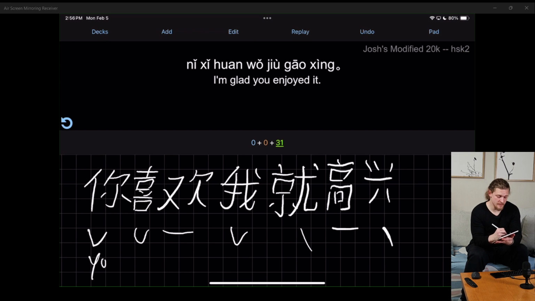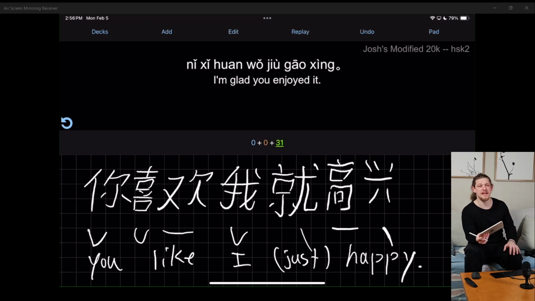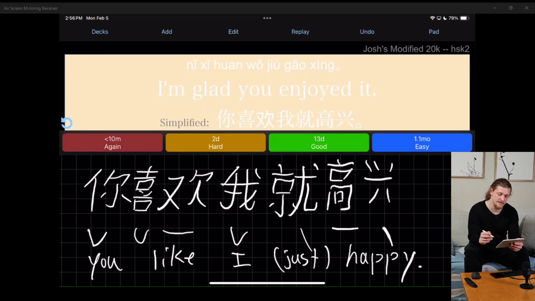You like me. Kind of like, if you like it, I'm just happy, right? So kind of that just-ish kind of meaning. 高兴 means happy. Alright? So if you like it, I'm happy. Or, I'm glad you enjoyed it. Yeah, so, great sentence. 你喜欢我就高兴。 你喜欢我就高兴.